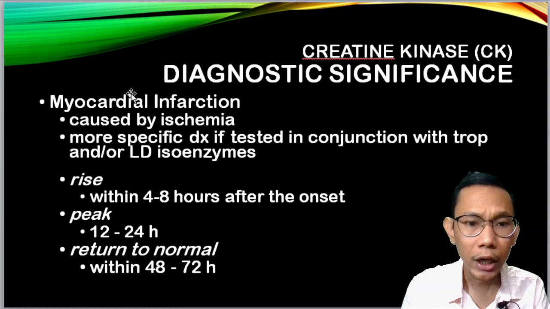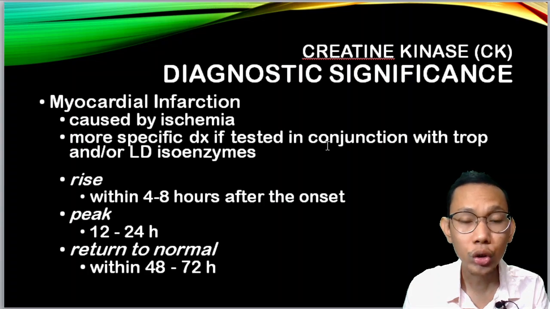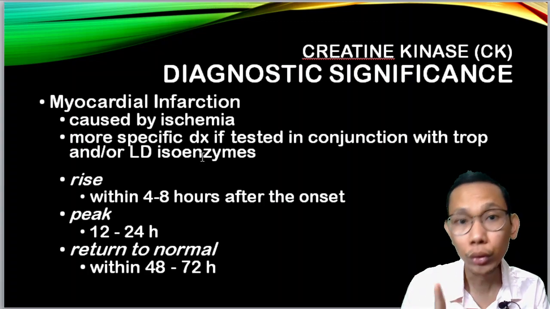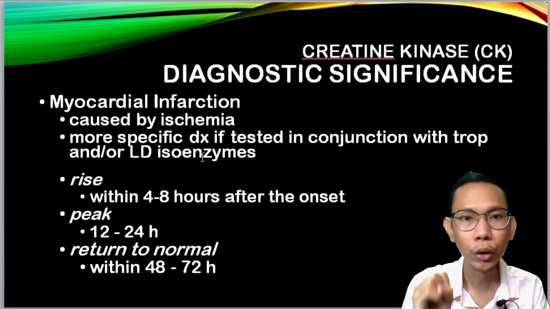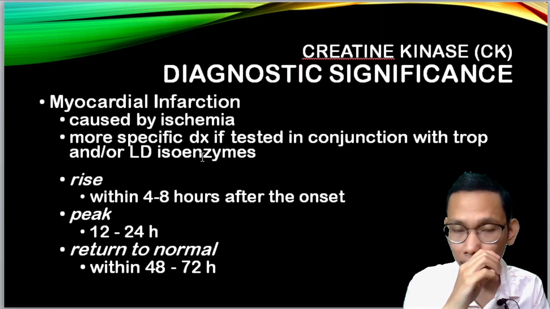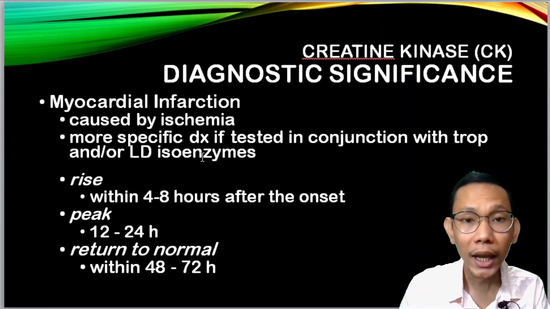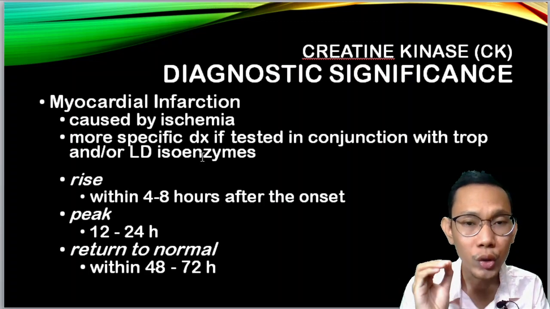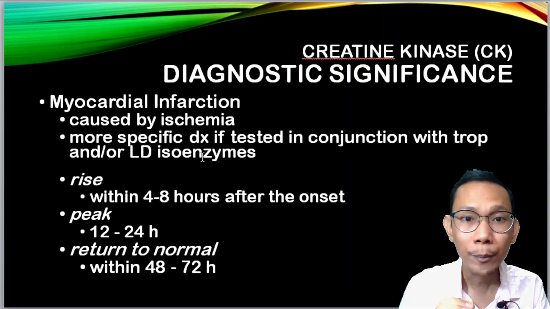Your myocardial infarction is caused by ischemia. It is a more specific diagnostic if tested in conjunction with your trop and or lactate dehydrogenase isoenzymes. That's what I'm saying: we cannot just specify one test, but we have to correlate it with the other tests. You have to correlate the levels of your CK, your LDH, your AST, and your trop I. It must be a correlation, and these tests must also be correlated to the clinical manifestation of the patient. We do not solely rely our diagnosis on the laboratory result.